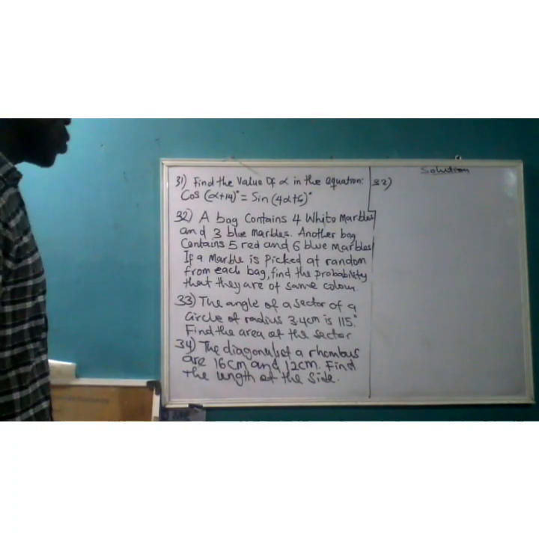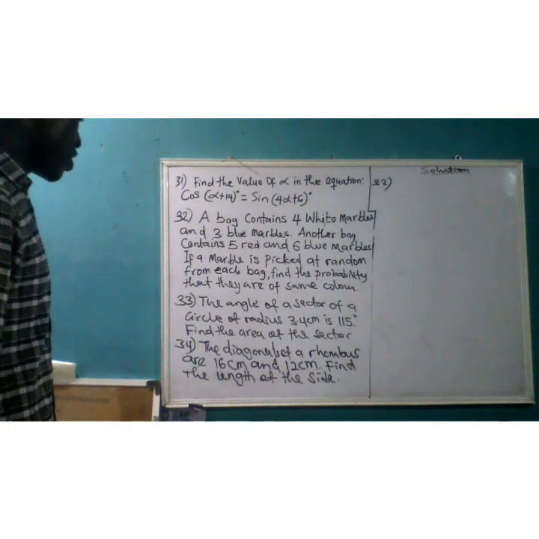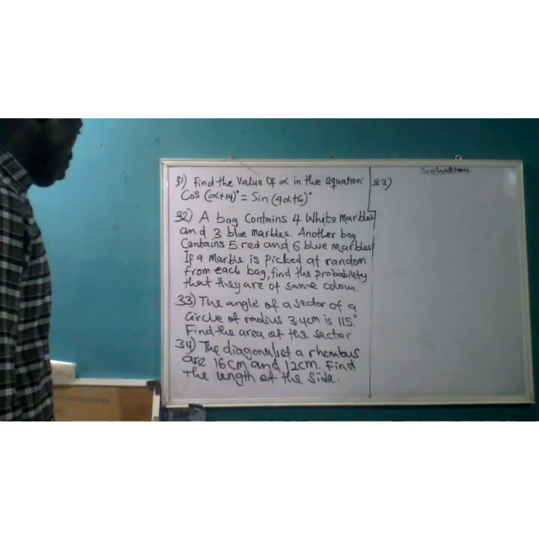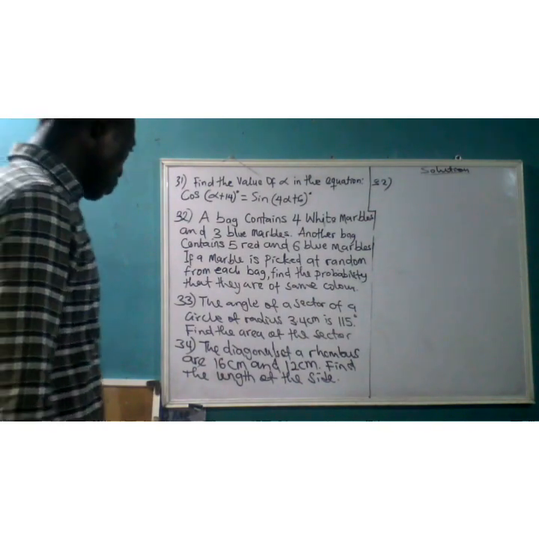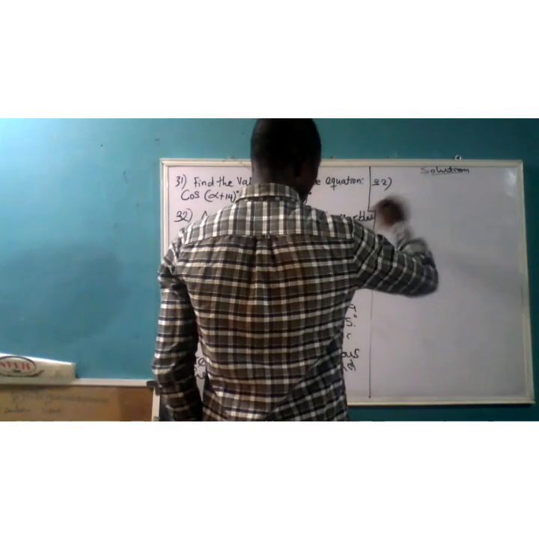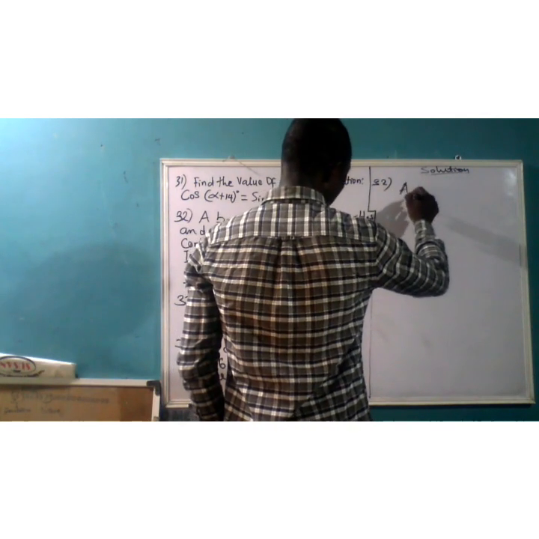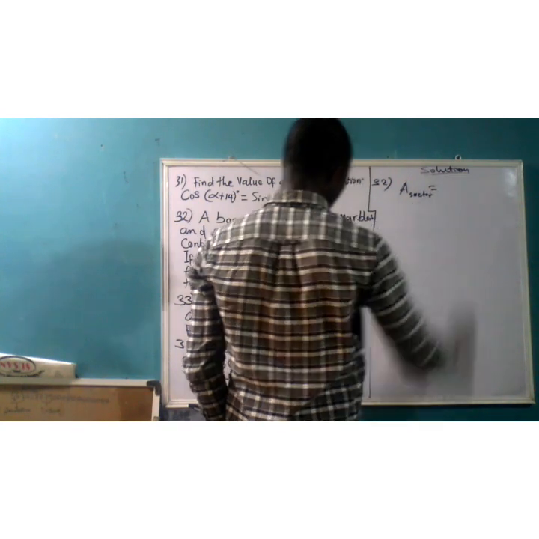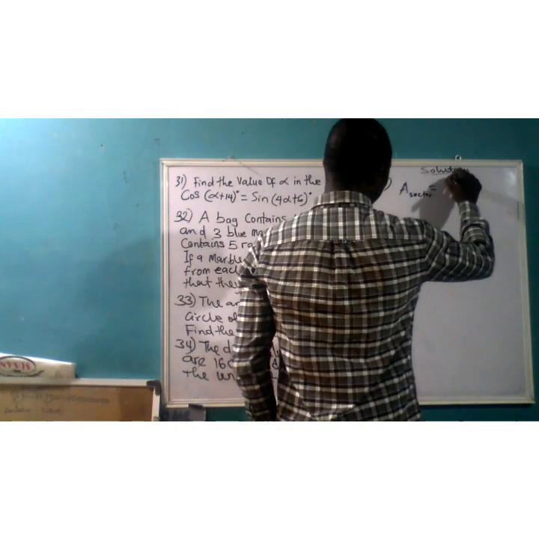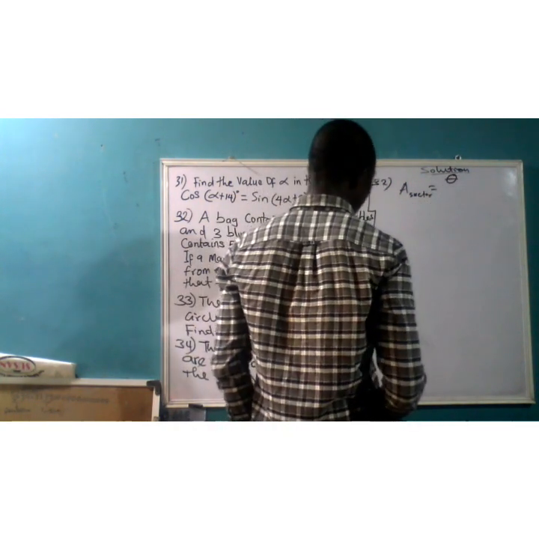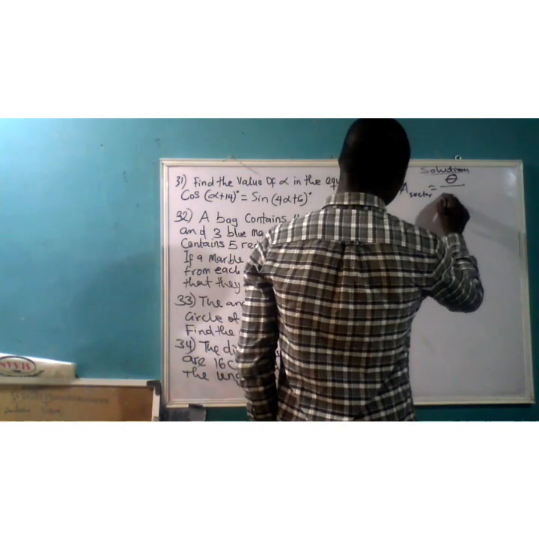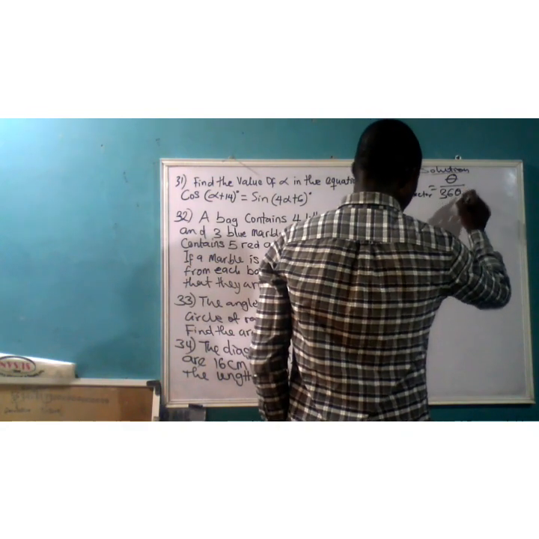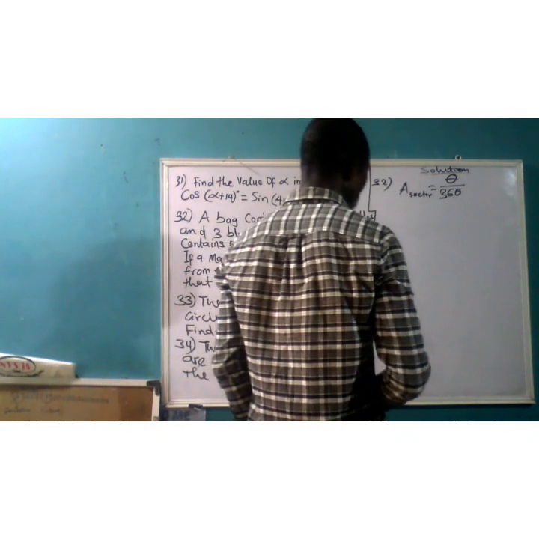We are told that the angle of a sector of a circle of radius 3.4 centimeters is 115 degrees. Find the area of the sector. Now, area of a sector is given to be equal to angle subtended by the sector all over 360, which is angle subtended by the whole circumference at the center.